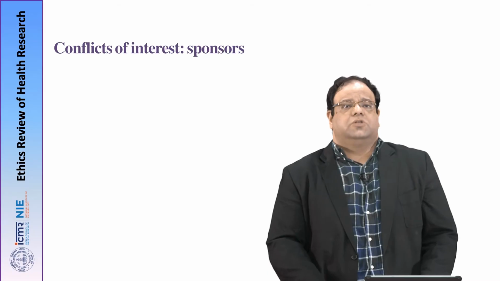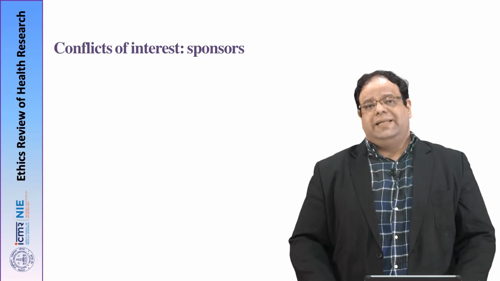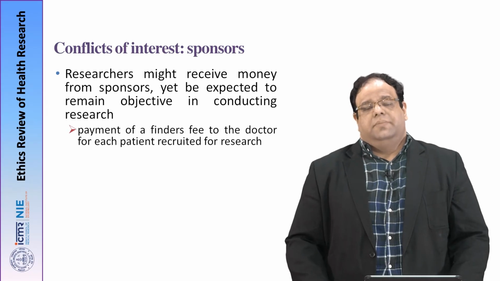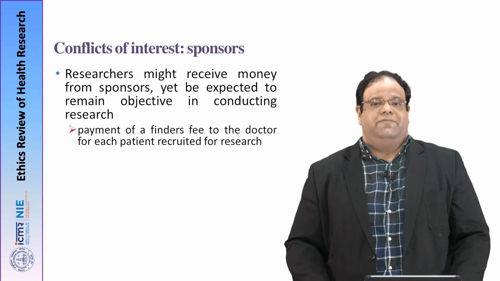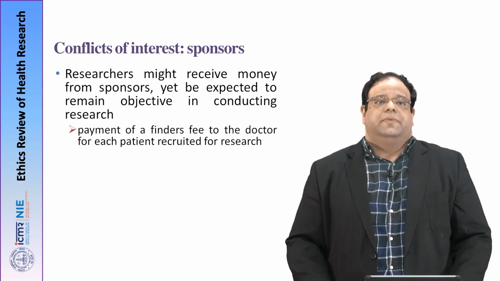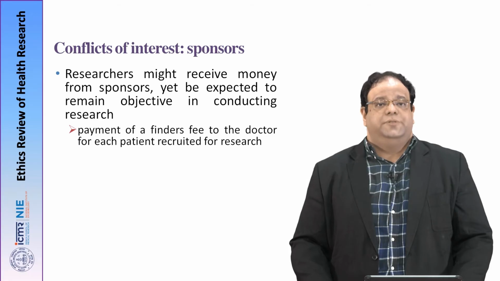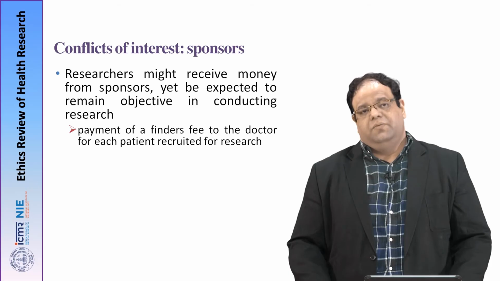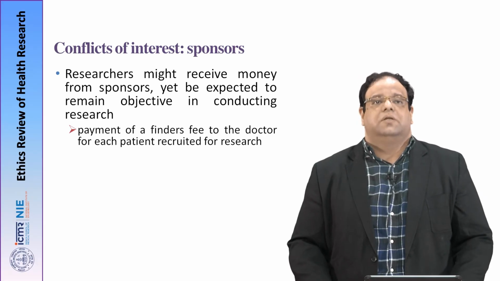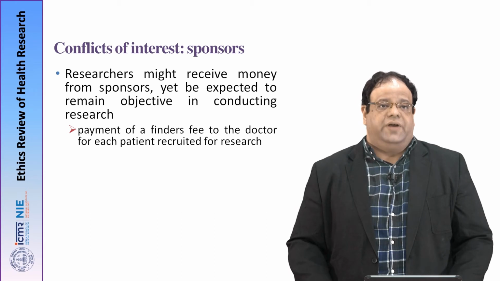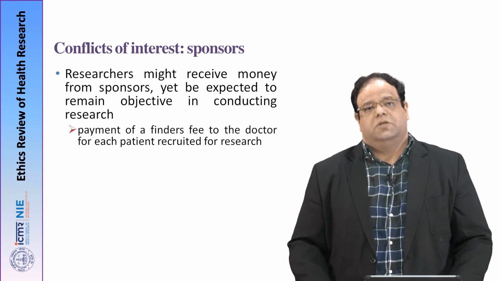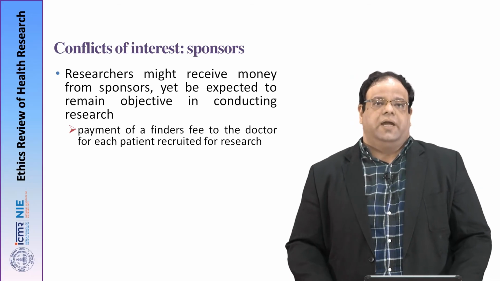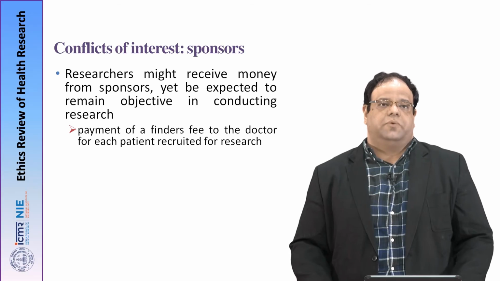Now, conflicts of interest could also occur at the level of the sponsors. That's the fourth category we spoke about earlier. Now, in some scenarios, researchers might receive money directly from sponsors, yet the expectation is that they would be objective in conducting the research with regards to the sponsor funded research, where there might be a possibility that the sponsor stands to gain majorly financially from the success of that research project, or proof of the efficacy of a molecule that they are introducing and wanting to check the efficacy of through the research project.